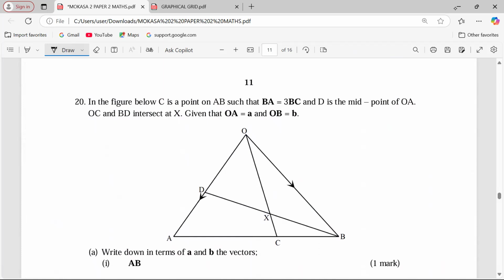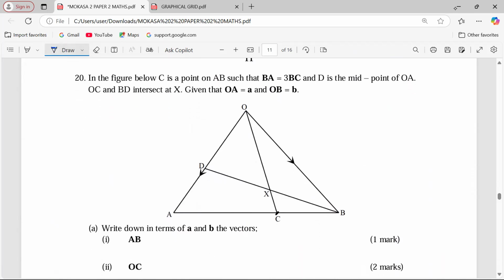Now we interpret the question here in number 20. A very interesting question. In the figure below, C is a point on AB, as you can see, such that BA equals 3BC.